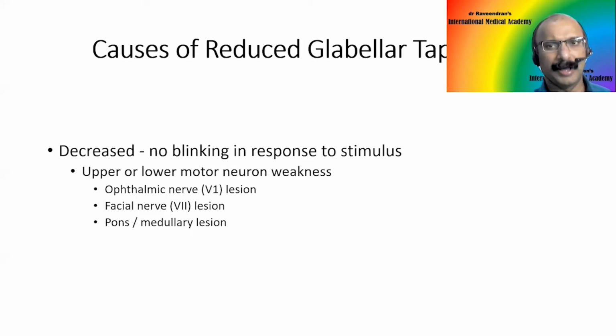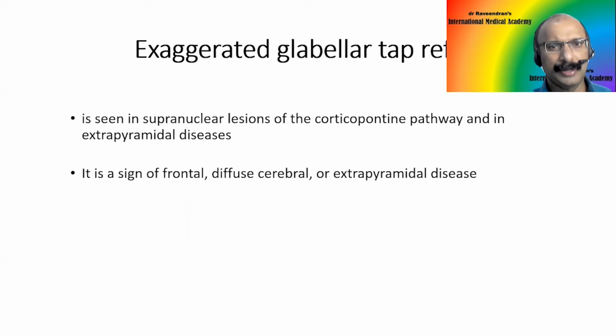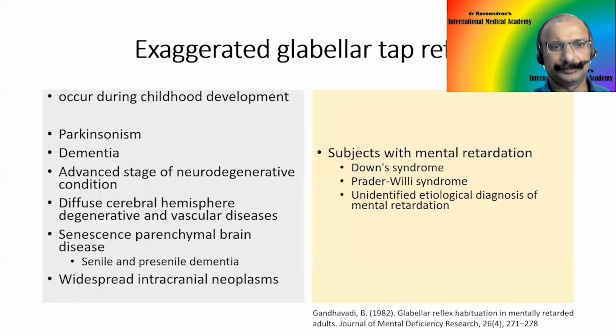Causes of reduced glabellar tap reflex include upper or lower motor neuron weakness like ophthalmic nerve lesion, facial nerve lesion, pontine or medullary lesion. Coming to exaggerated glabellar tap reflex, it's seen in supranuclear lesions of the corticopontine pathway and in extrapyramidal disease. It's a sign of frontal, diffuse cerebral, or extrapyramidal disease. Exaggerated glabellar tap reflex is seen during childhood development.